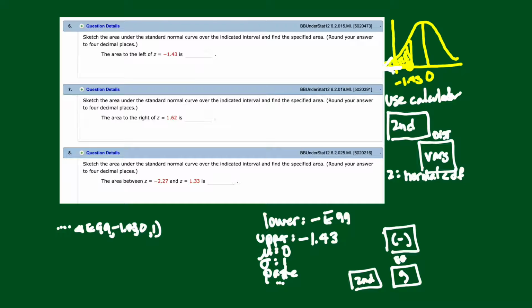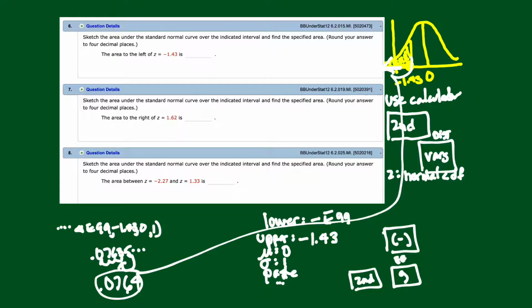Now press enter to actually make it compute. And here's what you get: 0.07635... We are supposed to round to 4 decimal places, so 1, 2, 3, 4. That's a 5. In statistical rounding, I always round to an even digit, so I'm thinking 0.0764. So that is the area under this curve. That right there is that area.